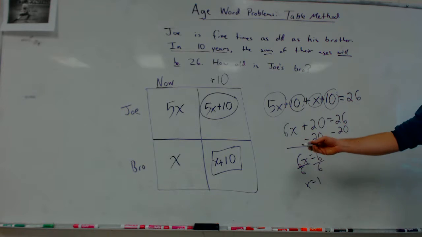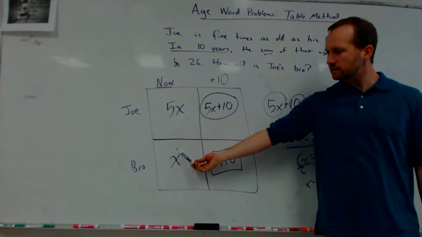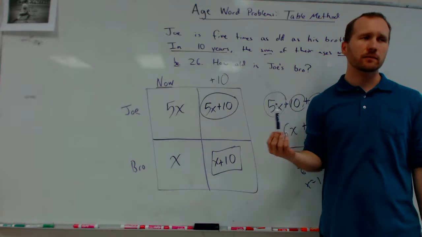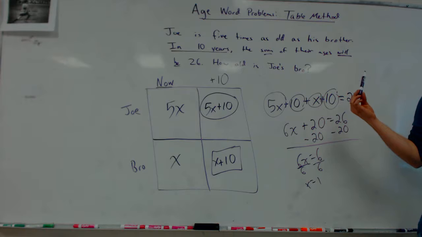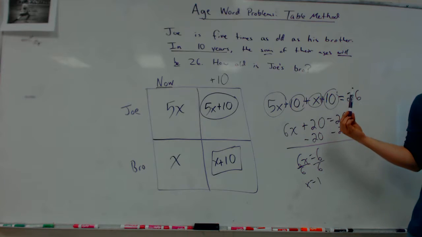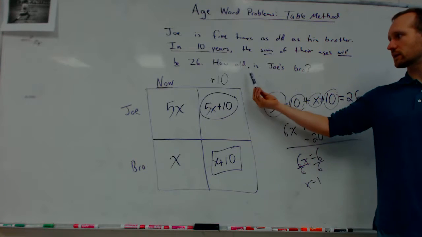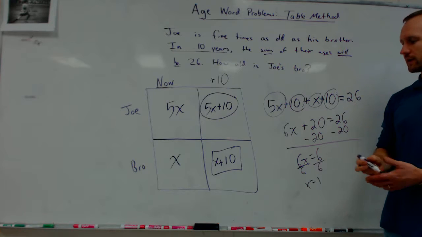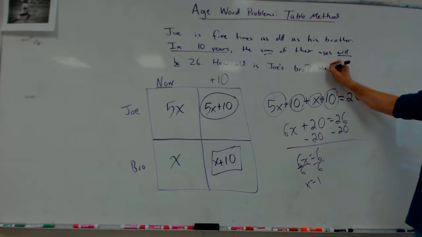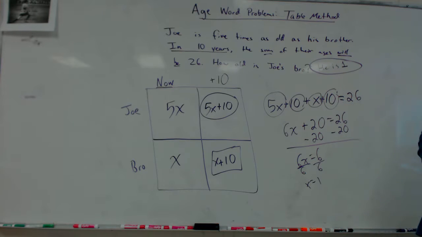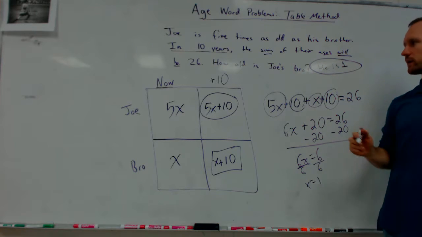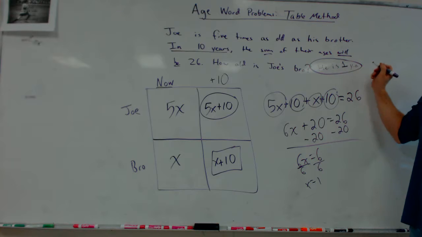Now I have to look back at my table and figure out what x is. X is his brother's age now. What is the question? How old is Joe's bro? So that means how old is he now, not how old will he be, but how old is he? So the correct answer to this is he is 1. Or he is 1 year old, you would say.